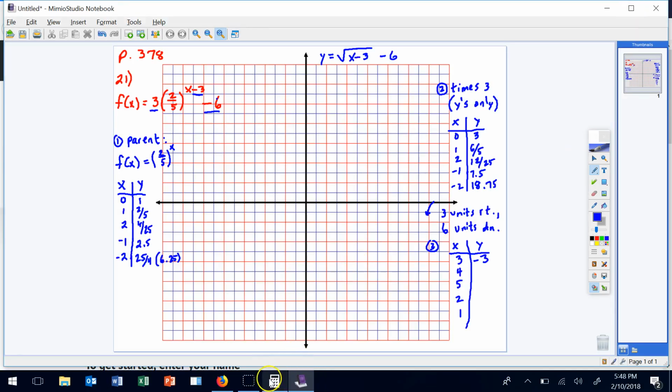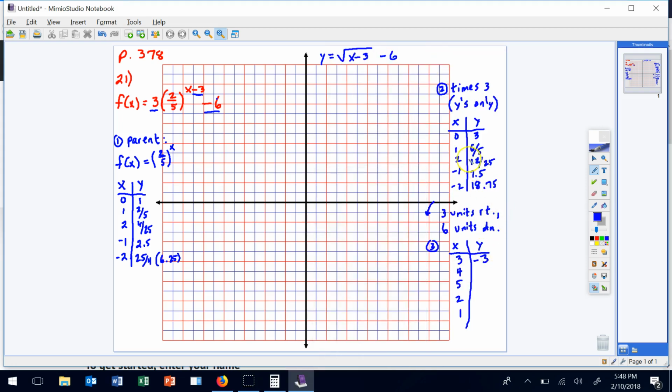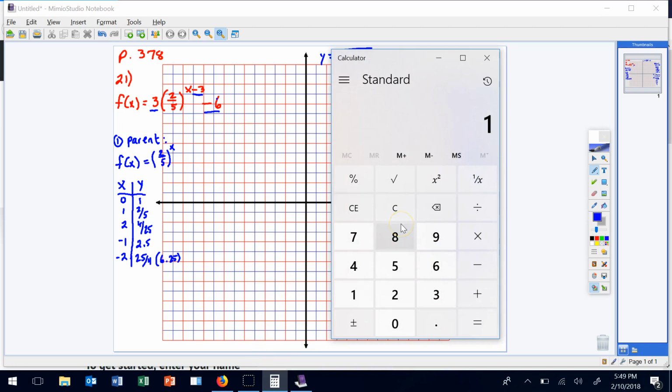We'll just make my screen a little bit smaller and pull up our calculator. Let's see, what was that decimal again? 6/5 is 1 1/5, which is 1.2, minus 6. That's negative 4.8.